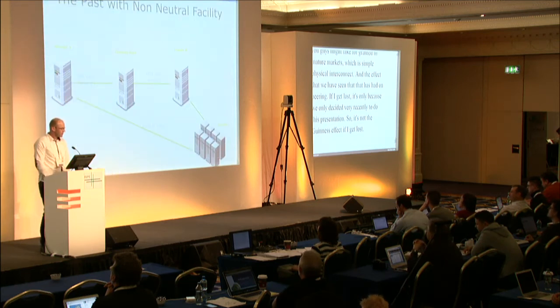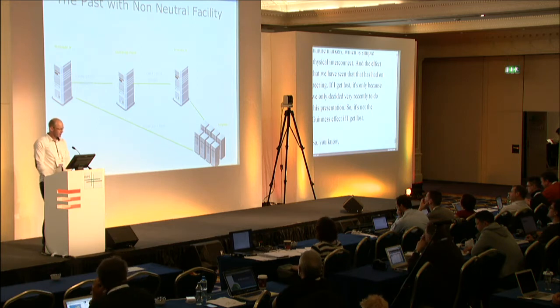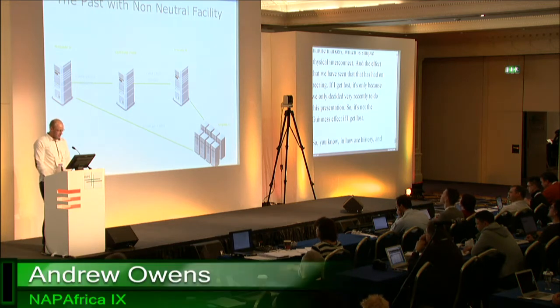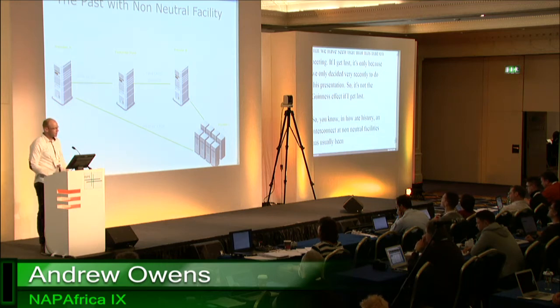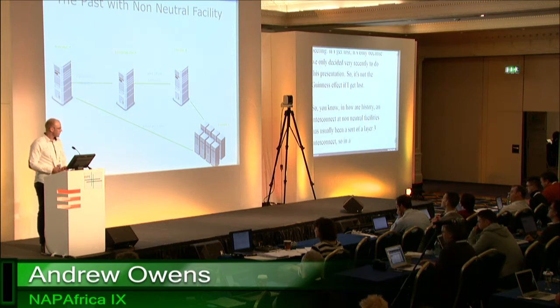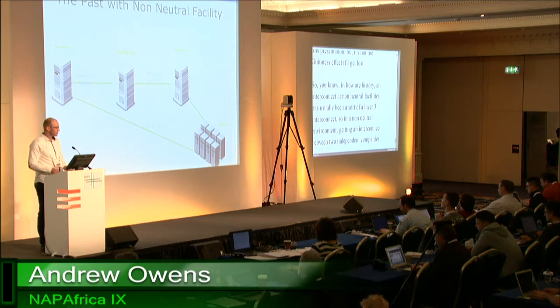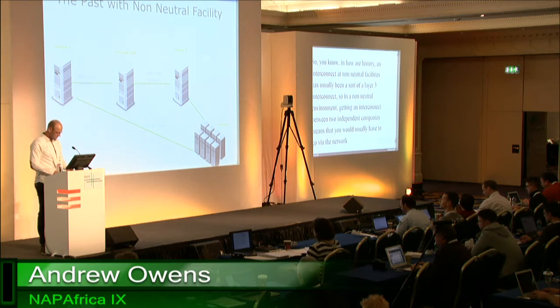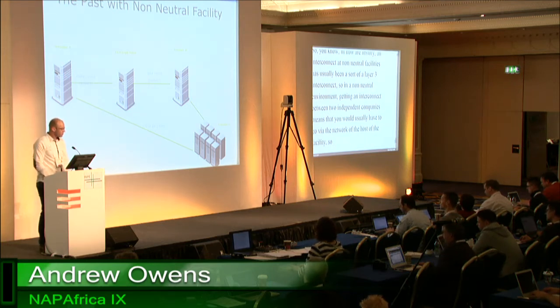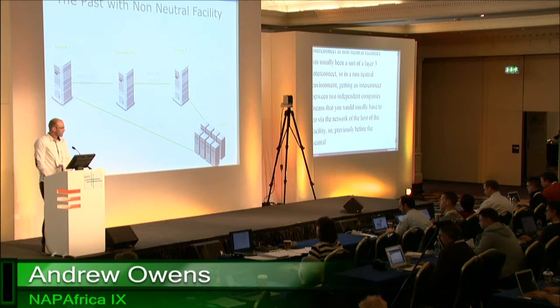Okay, so in our history, an interconnect at non-neutral facilities has usually been a layer 3 interconnect. In a non-neutral environment, getting an interconnect between two independent companies means that you would usually have to go via the network of the host of the facility. So previously, before the neutral facility came along, that was how an interconnect was done.